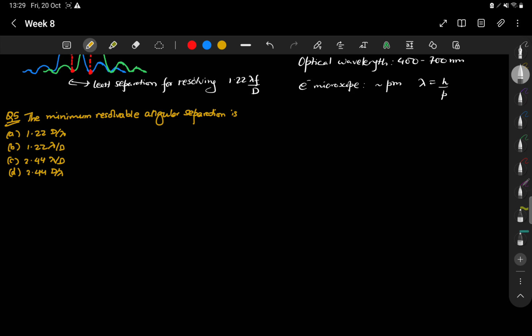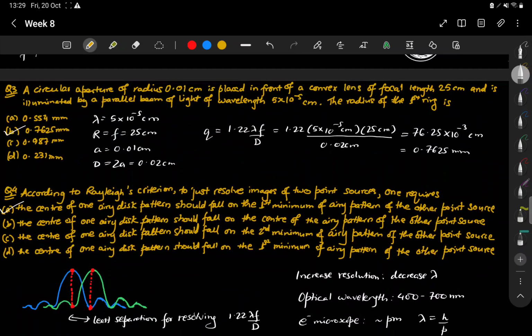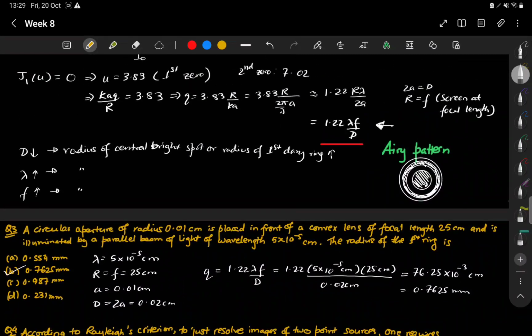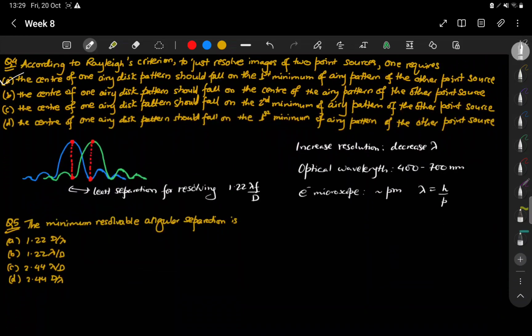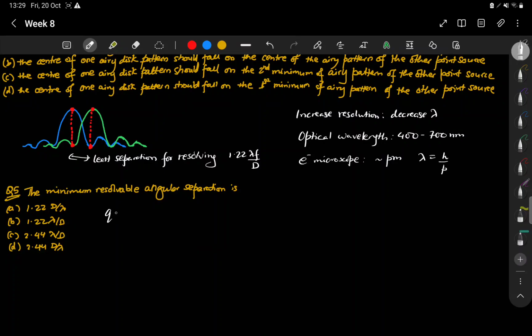Okay, so let us now discuss the answer. This is again based on the first question that we did. Over here we will make use of this very equation. So what we have is theta is 1.22 lambda over 2a for the first ring, and this is also the distance required for least separation for resolving, as we saw in the previous question.